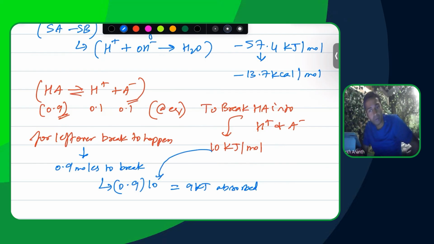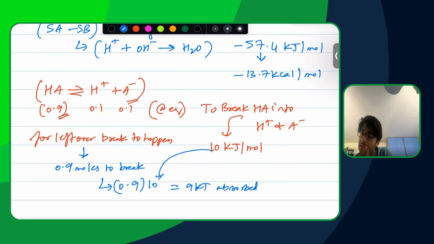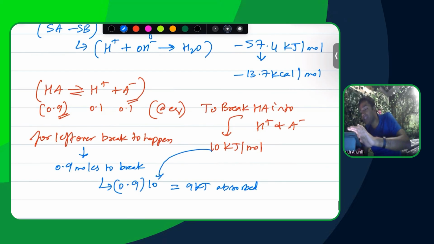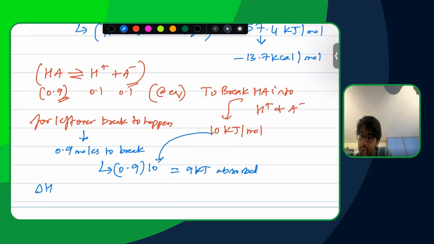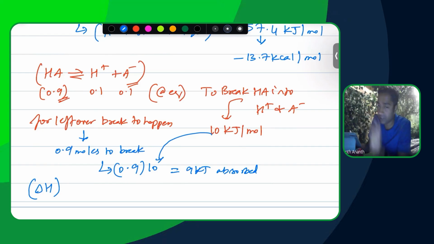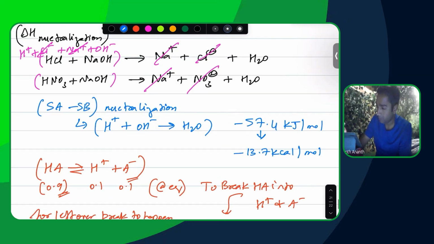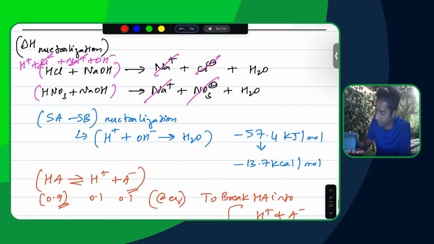Where is this energy going to come from? Obviously from the neutralization. So how much energy is now going to be released as enthalpy of neutralization? 9 kilojoules lesser than that. The H plus and OH minus are still combining, correct? When 1 mole of H plus and OH minus combine, this is the amount of energy released. That is still happening here also.